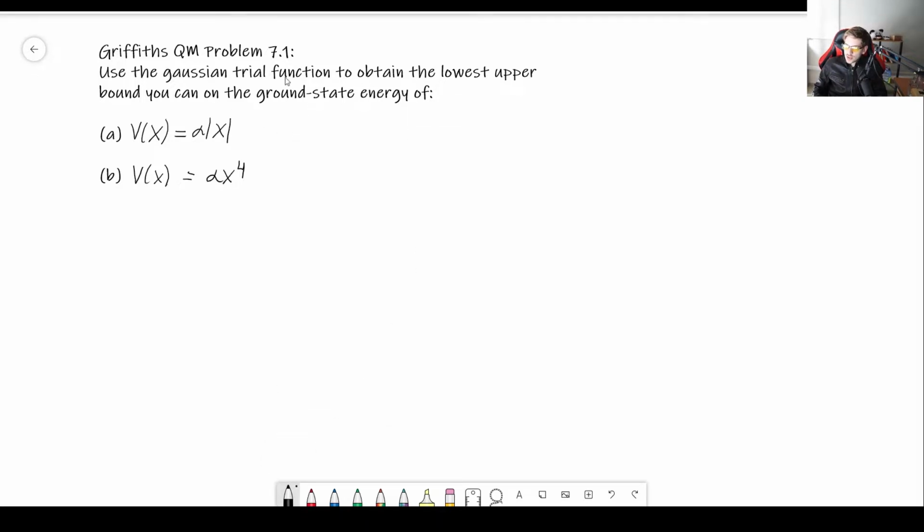And of course, the Gaussian trial function is the same that we have been using so far. Just as a reminder, it's some constant times e to the minus bx squared, where b is the parameter that we will have to minimize later on when we find the energy.